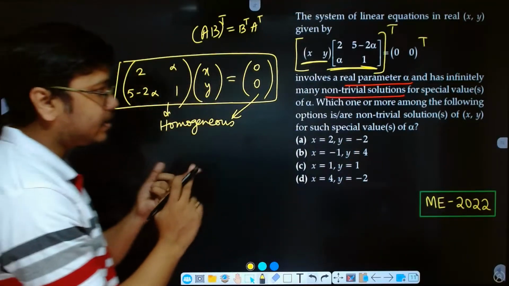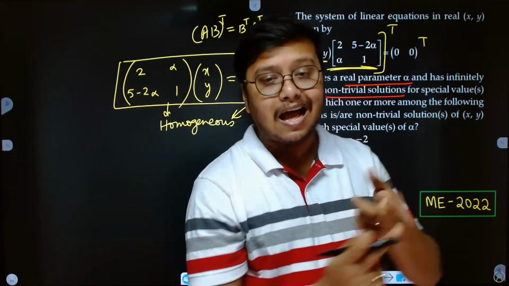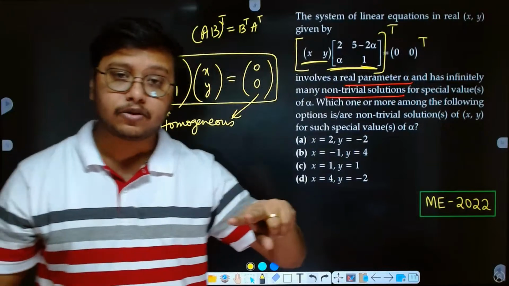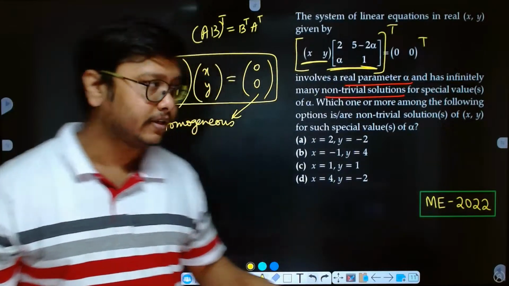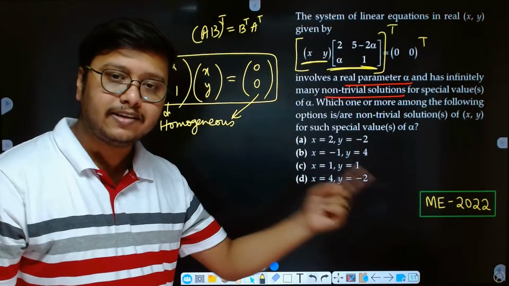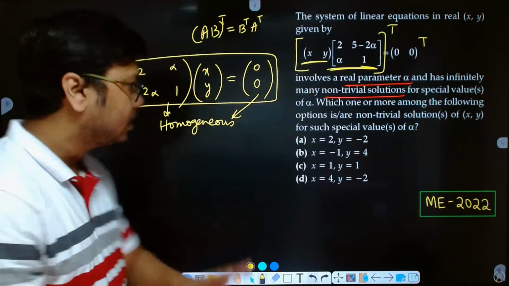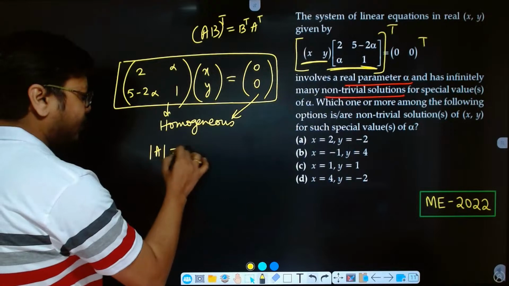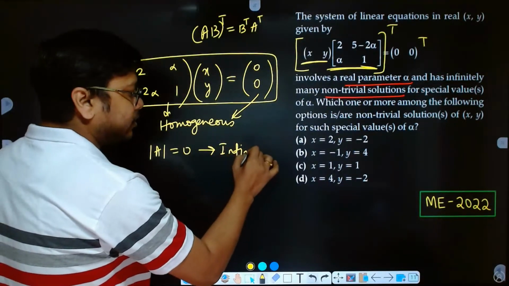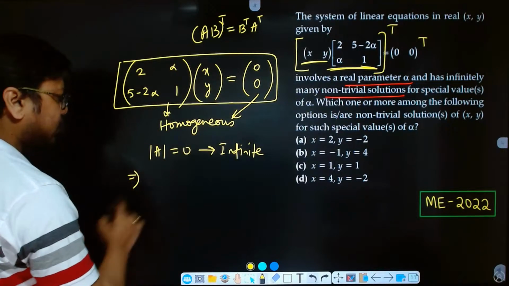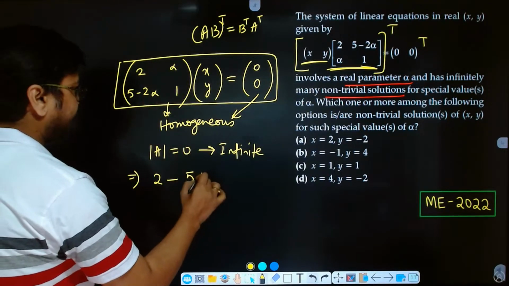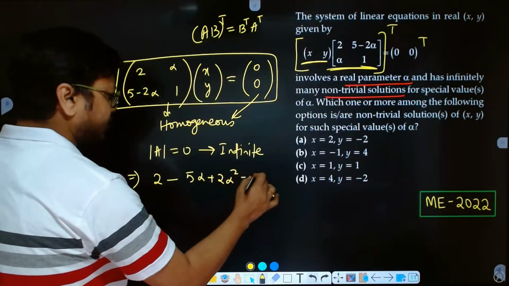The homogeneous case. Now remember, your homogeneous system of equation would have a unique solution or infinite solution. The no solution case is not present over there. So if the determinant is non-zero, unique solution. If the determinant is 0, then infinite solution. So the basic idea here is determinant equal to 0. That directly corresponds to infinite solution because we are dealing with a homogeneous system of equation. So determinant 0 would be 2 minus 5 alpha plus 2 alpha square equals 0.